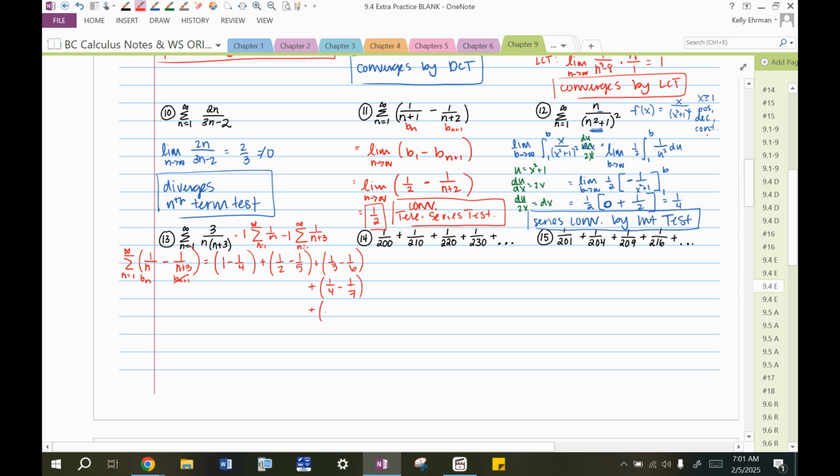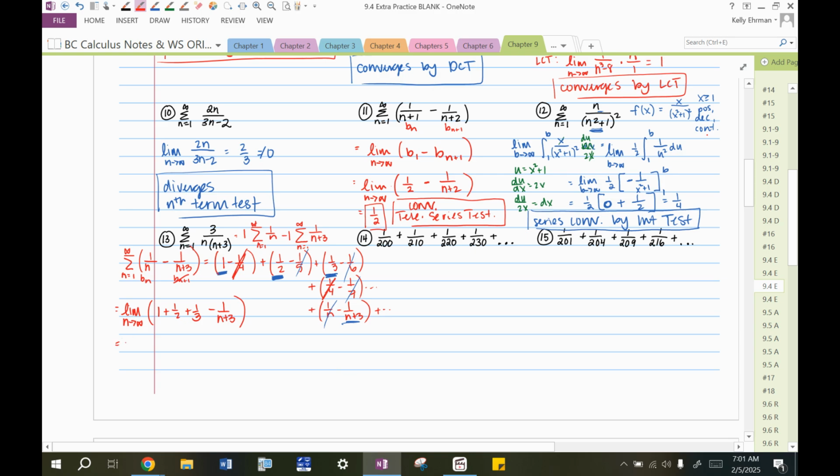And so see how you're going to get this 1/4 to cancel with this one. But 1 will survive. There will never be another 1/2, never another 1/3. So it's those 3 that are going to survive. Everything else is going to cancel down the line. All right, so this is equal to the limit as n approaches infinity of 1 plus 1/2 plus 1/3 minus 1 over n plus 3.